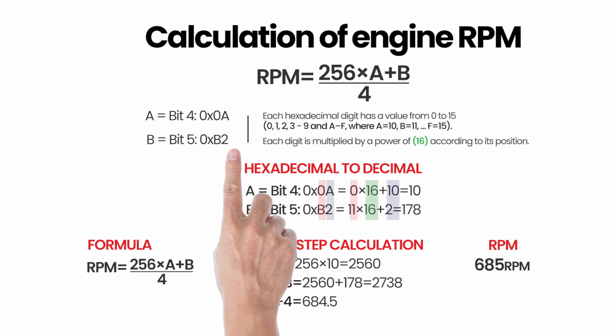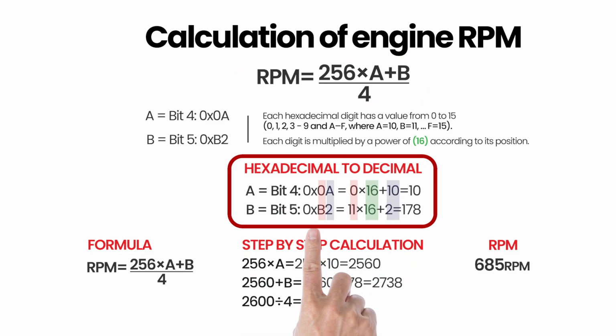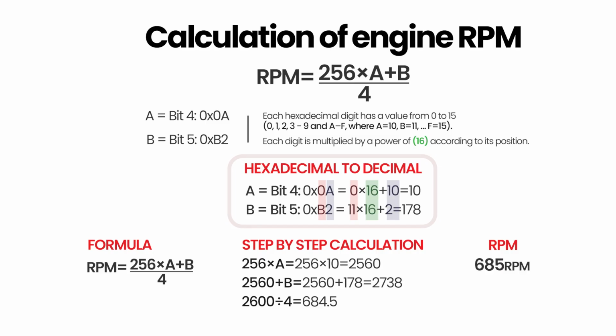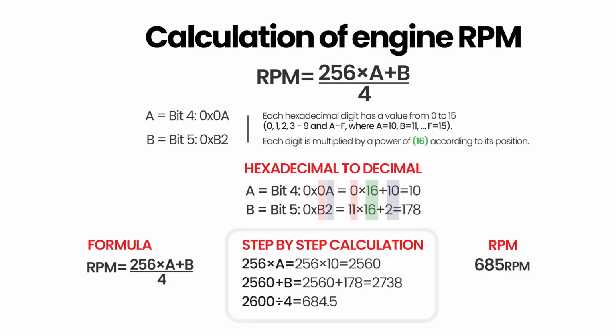Applying the same formula, the prefix 0x means the number is in base 16, or hexadecimal. In this case, byte 4 has the value 0x0a, which equals 10 in decimal. Byte 5 has the value 0xb2, which equals 178 in decimal. Now we apply the formula step by step. 256 times 10 equals 2,560. Adding 178 gives us 2,738. Finally, dividing by 4 gives us 684.5. So the engine speed is about 685 RPM.